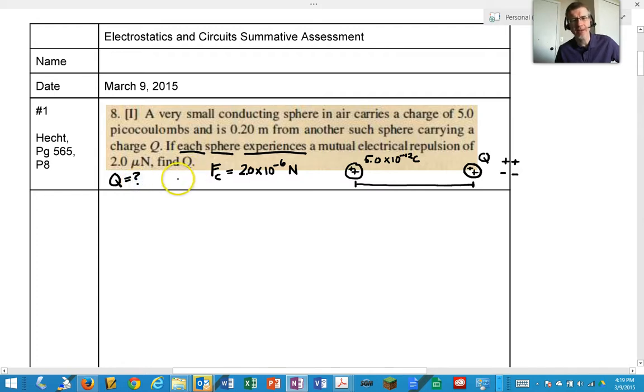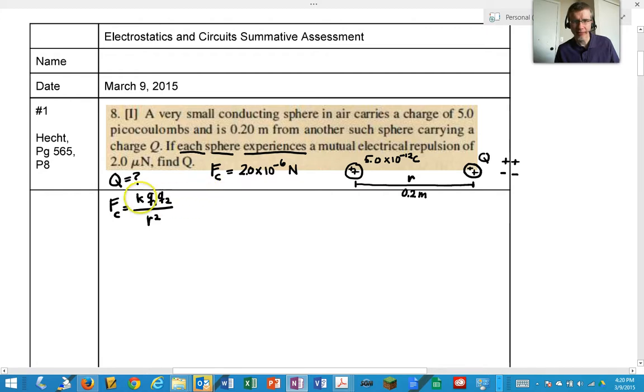Talking electrostatics, we're talking Coulomb's law. So this equation right here: the force between two charges or concentrations of charges is K, the Coulomb force constant, times Q1 times Q2, all over R squared, the distance between them squared. So we said that this was R here, 0.2 meters.